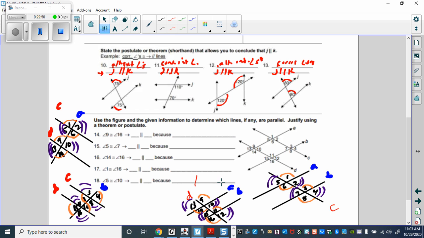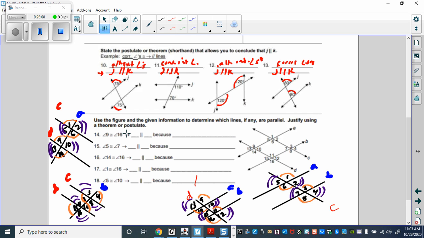Now, it doesn't mean that all the orange angles are the same. It just means on that particular diagram, they are the same. Doesn't mean that angle 1 is congruent to angle 9 over here, okay? So first, angle 9 is congruent to angle 16.